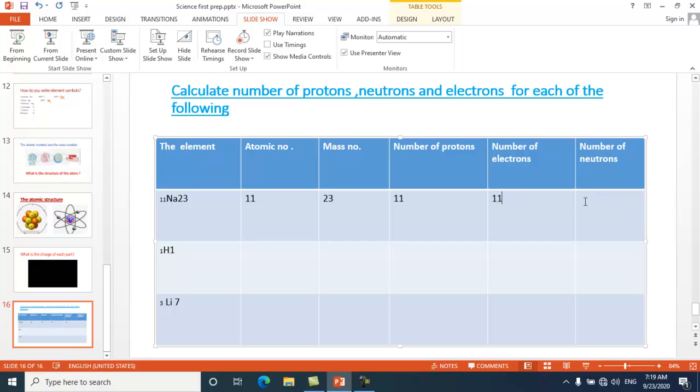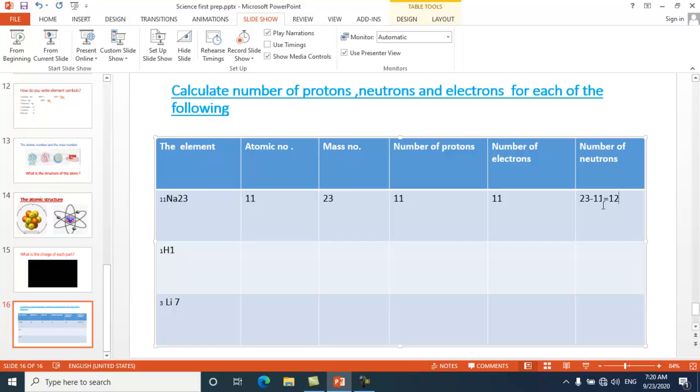What about the number of neutrons? The number of neutrons equals the mass number minus the atomic number. The number of neutrons equals the mass number, 23, minus the atomic number. So the number of neutrons is 23 minus 11, equal, excellent, 12. So the number of neutrons equals 12.